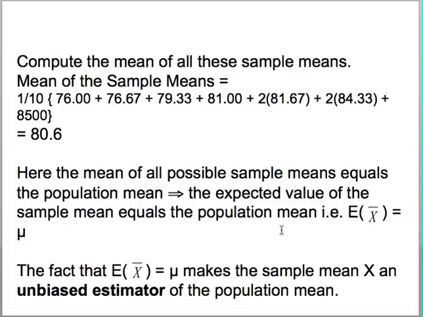And this is where we say that the expected value of the sample mean is equal to mu. Therefore, it makes the sample mean the unbiased estimator for the population mean, right? Because the expected value of the sample mean is equal to mu, it means, therefore, that the sample mean is the unbiased estimator for the population mean.